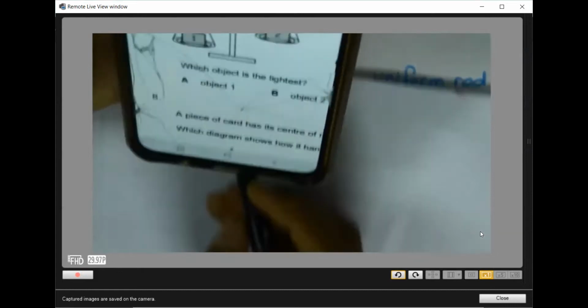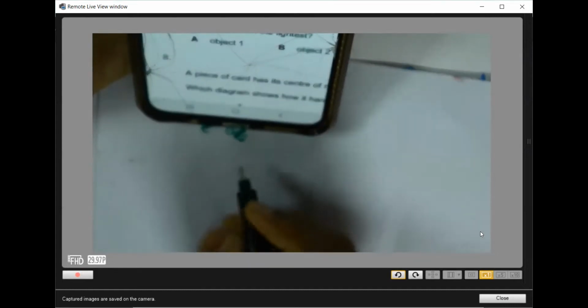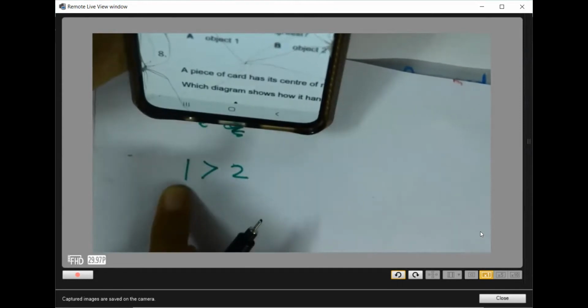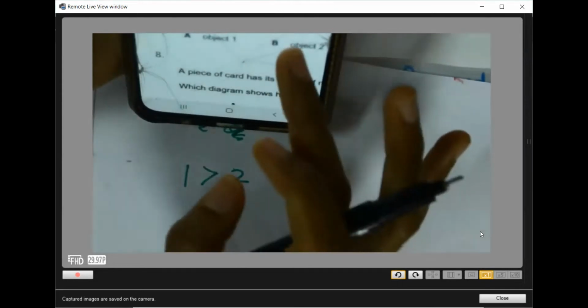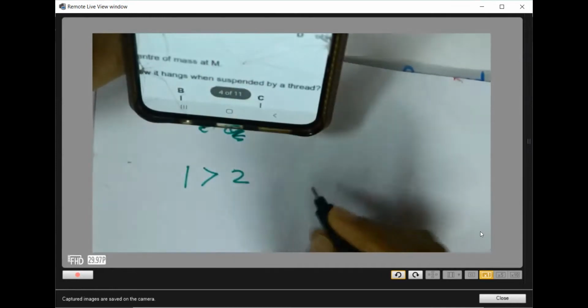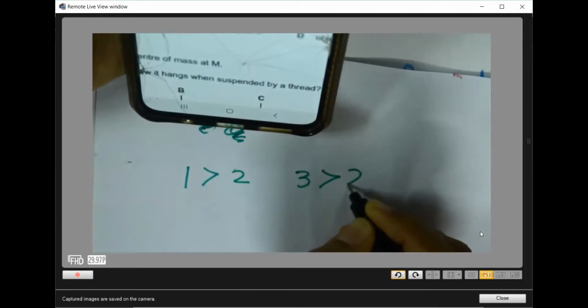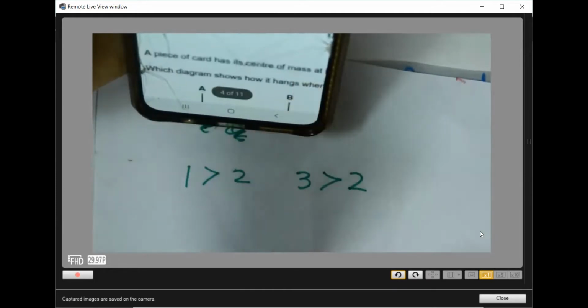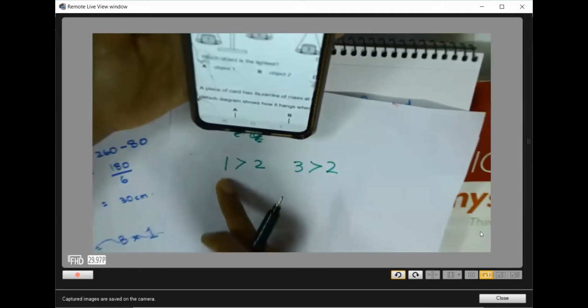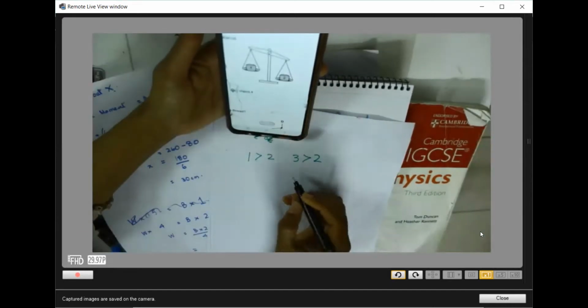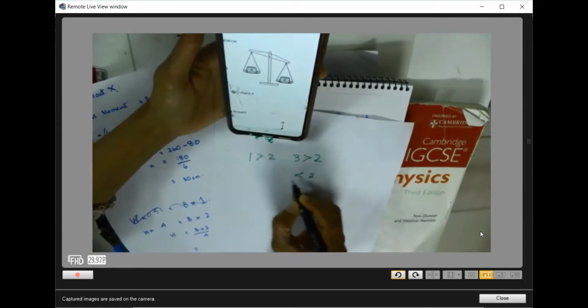Okay. 2 and 1. So 1 is heavier than 2. 1 is heavier than 2. Then 3 is heavier than 2. And 1 is also heavier than 2. Okay, 1 is heavier than 2, and 3 is heavier than 2. And then 2 is heavier than 4.